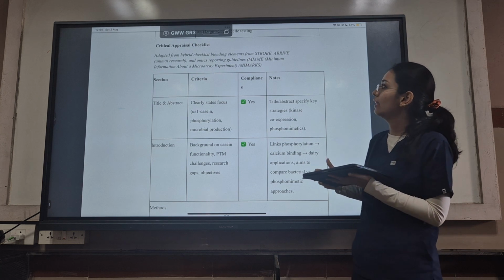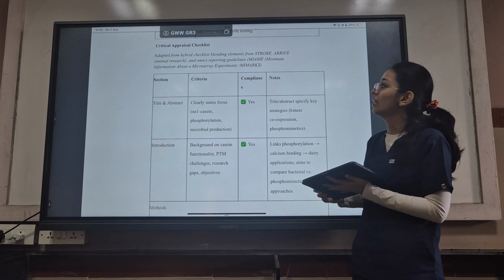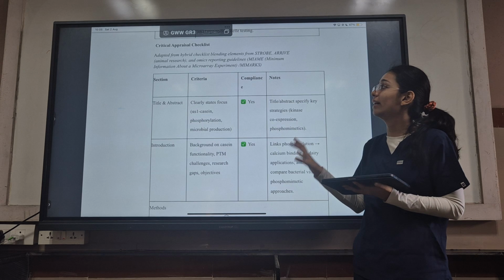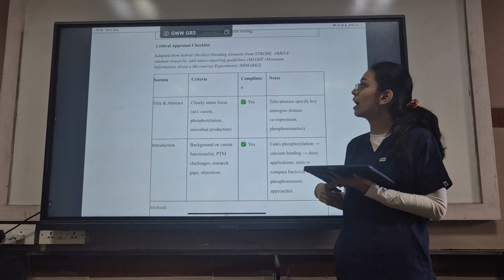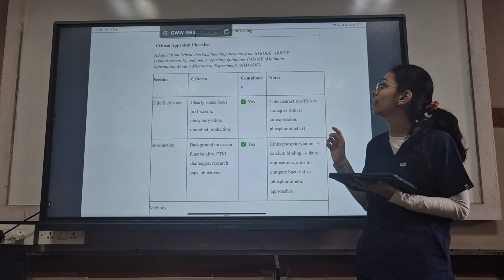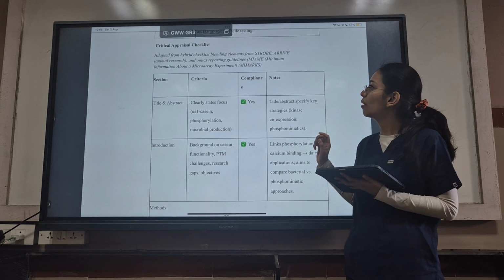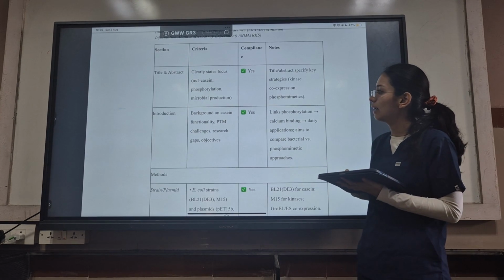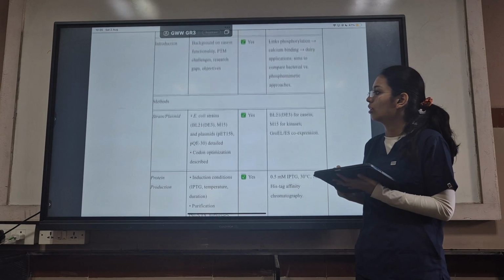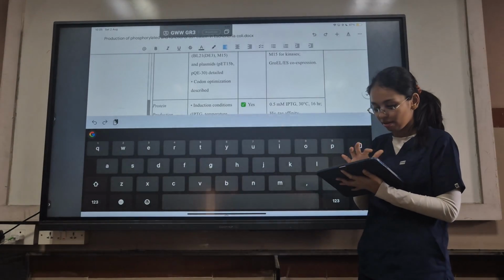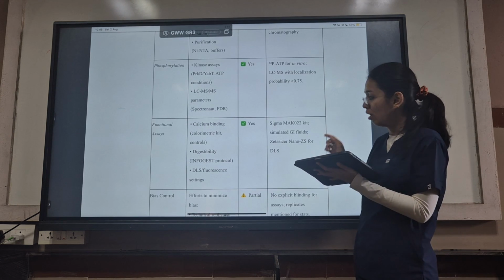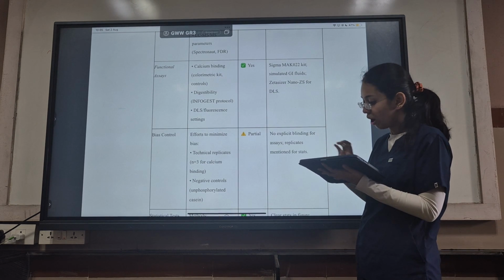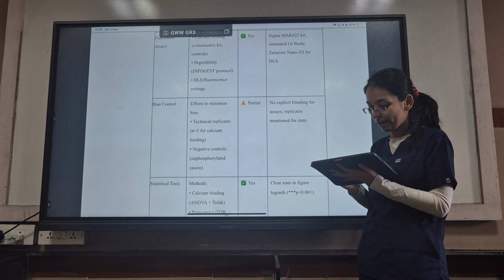So this is a critical appraisal checklist, which is a hybrid checklist. It has blended elements from SCOPE, ARRIVE, which is used for animal research, and omics reporting guidelines like MIAME or MIMAP. So the title and abstract, the introduction, and the materials and methods, including the protein production, phosphorylation, and functional assays, were all clearly documented and well said.